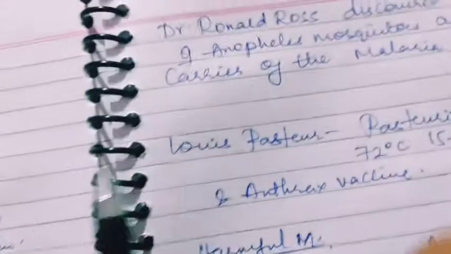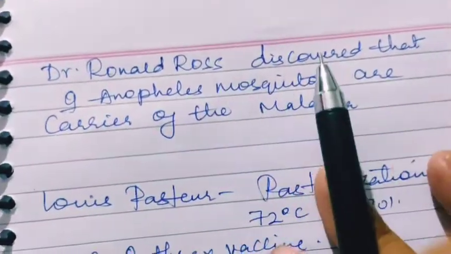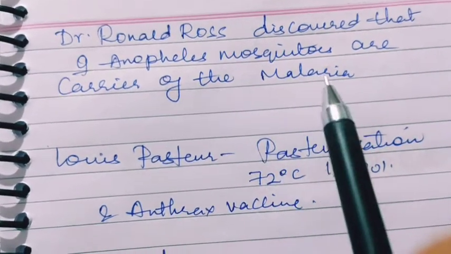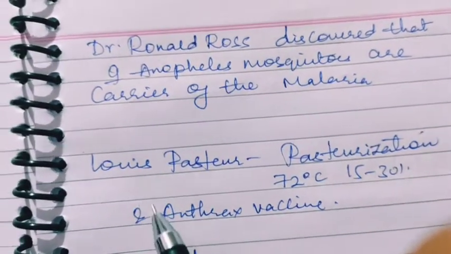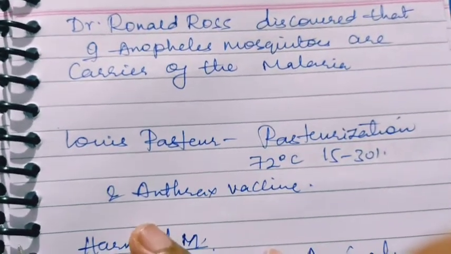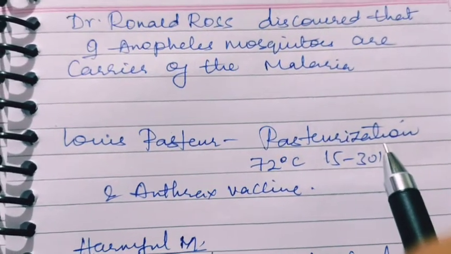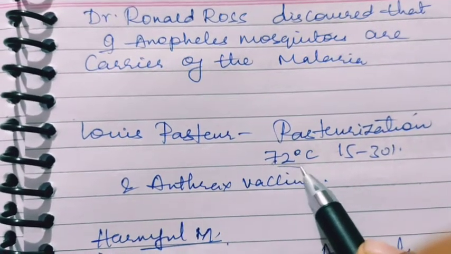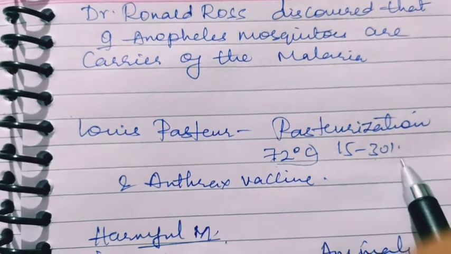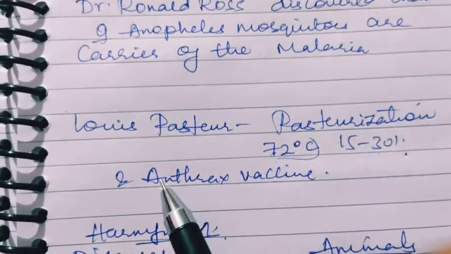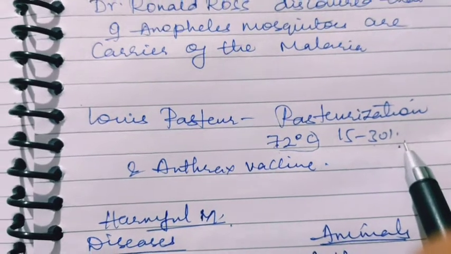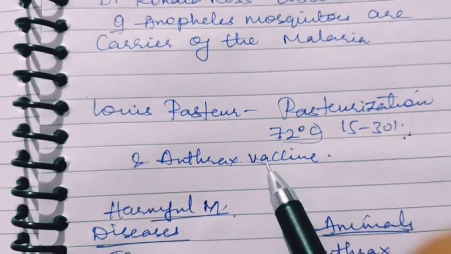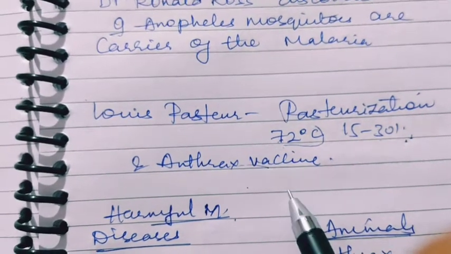And Dr. Ronald Ross discovered that female Anopheles mosquitoes are the carriers of the malarial parasite. And Louis Pasteur invented the pasteurization technique, which is used for the preservation of milk. It is heated up to 72 degrees Celsius for 15 to 30 minutes and then immediately cooled and preserved. And he also discovered the anthrax vaccine and the rabies vaccine.